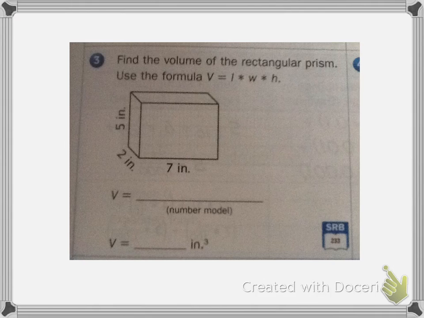Number 3 says find the volume using length times width times height. So it would be 5 times 2 times 7. 5 times 2 is 10. 10 times 7 is 70. So 70 inches cubed.